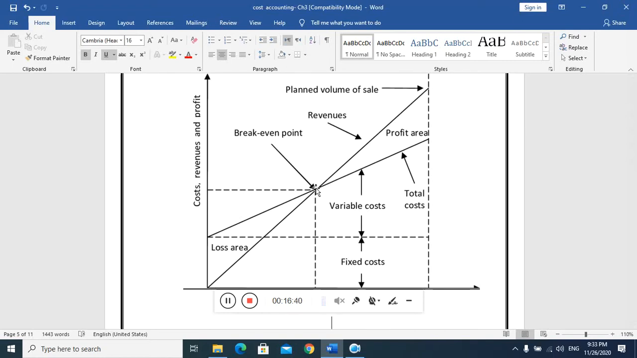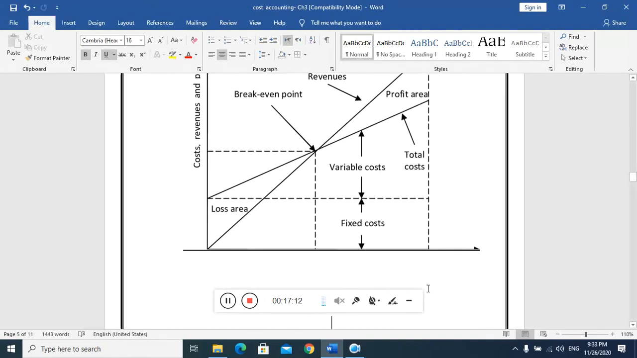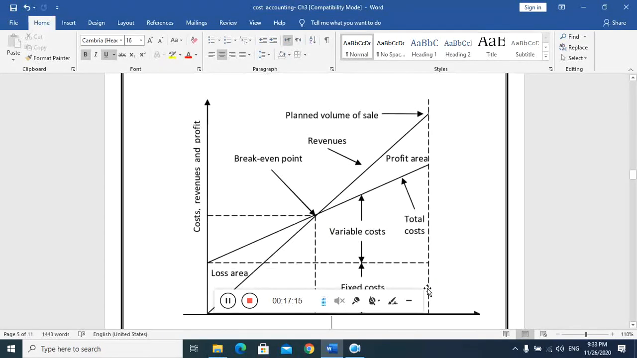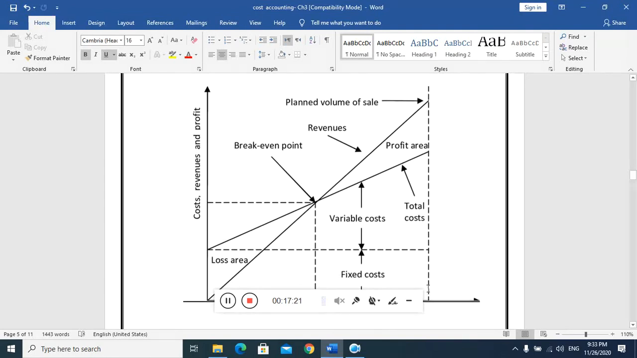break-even point, and this is the loss area and this is the profit area. This is the fixed cost, which is parallel to the horizontal axis, and this is the area of variable cost. This area, from the total cost line to the horizontal axis of units sold, is the total cost, which is a summation of total variable costs plus total fixed costs. And as we see here, this is the break-even point graphically.